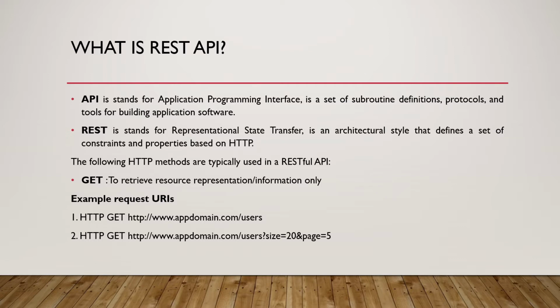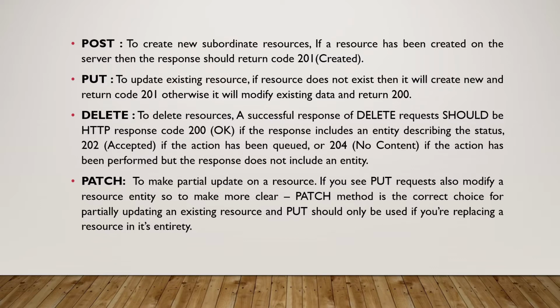The following HTTP methods are typically used in a RESTful API. First is GET. The GET method is used to retrieve the resource information or representation. Second method is POST. The POST method is basically used to create new subordinate resources. If a resource has been created on the server, then the response should return status code 201.